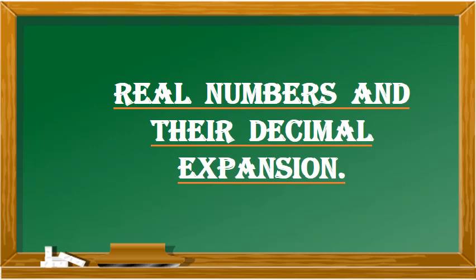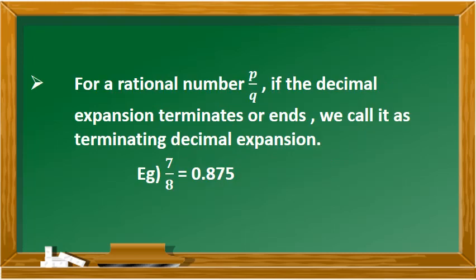A real number is either rational or irrational. A rational number is in the form of p by q, where p and q are integers and q is not equal to 0. Whereas an irrational number cannot be written in the form of p by q, where p and q are integers and q is not equal to 0.